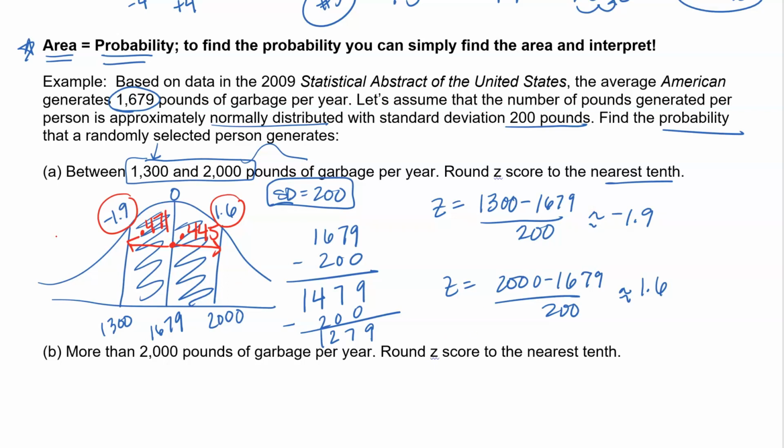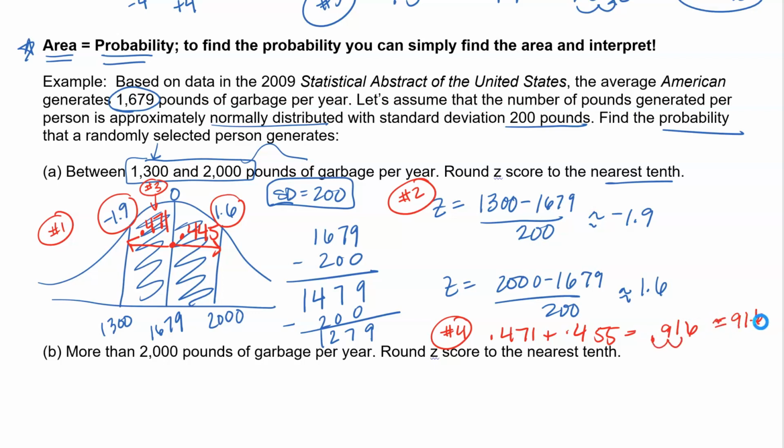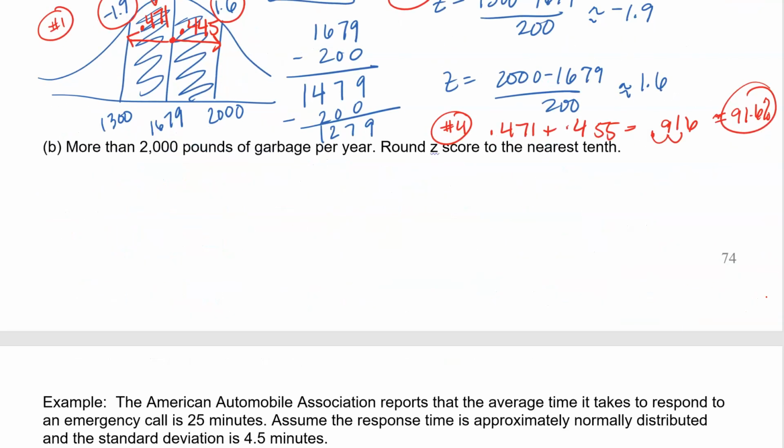Okay, so step 1 was to draw the picture. Step 2 was to find the z-scores. Step 3 is to look up the areas on the table. Okay, and then step 4 is going to be to add those together, and I end up getting 0.916. And you could leave it like that, or if it asked for percentage, then you could move the decimal and get 91.6%. Okay, so let's go ahead and do the next example.